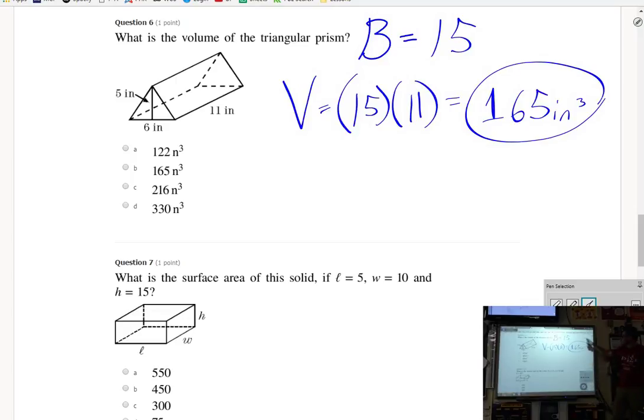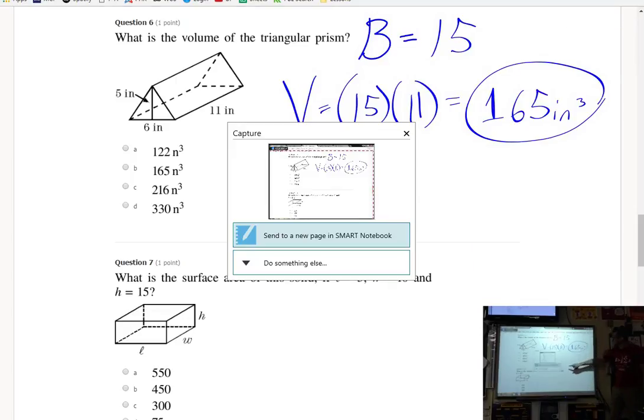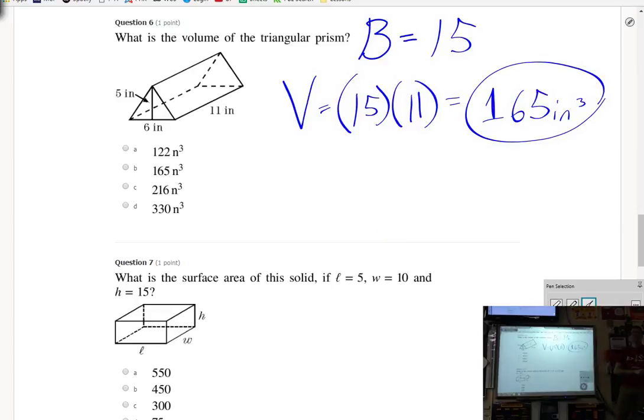I noticed it. I was like, oh my gosh. Yeah. Why is the base 15? I thought... What type of prism is this? It's a triangle. Oh wait. Oh yeah. Oh oops. Yeah.